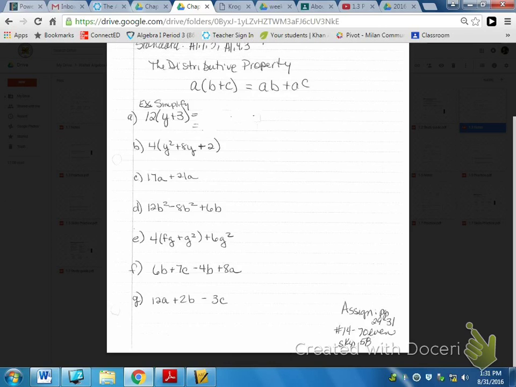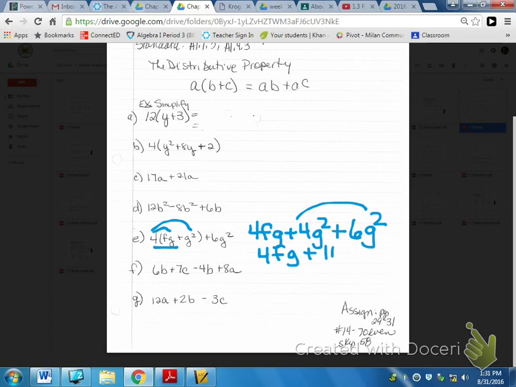By doing example E, you first would do the distributive property. So 4 times fg, 4 times g squared plus 6g squared. What you would do with this is combine these two, and this one would be all on its own. I'm going to put 4fg plus 10g squared. Some might say move the squared term first. Either way would be fine.